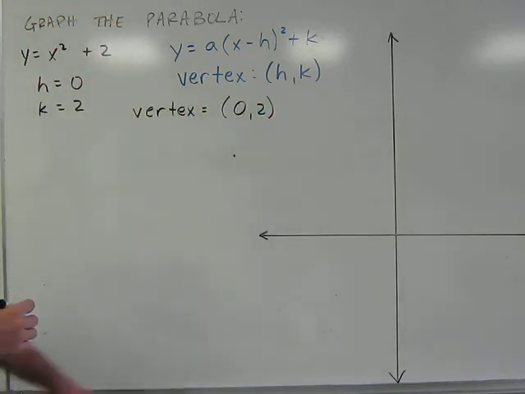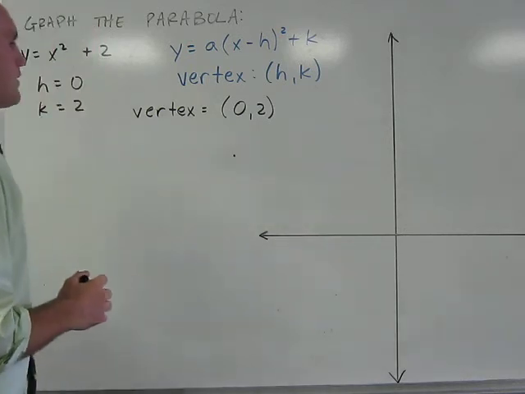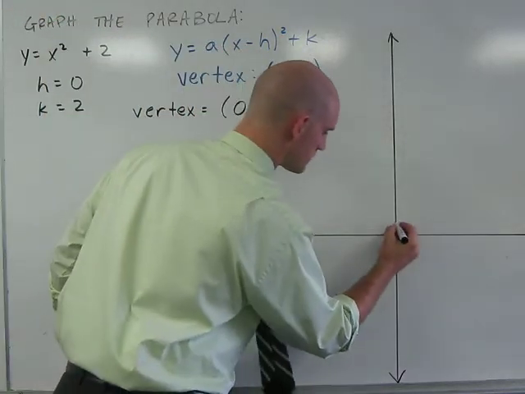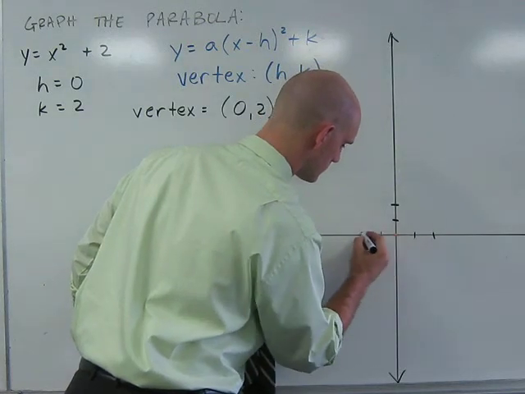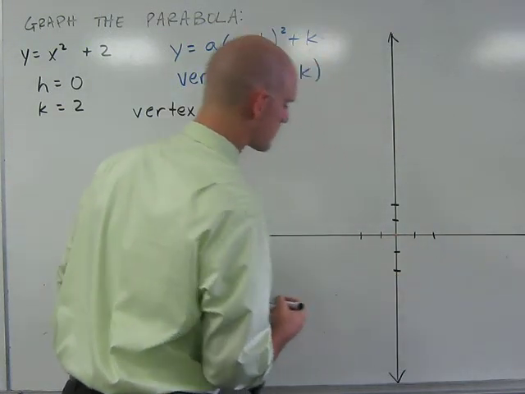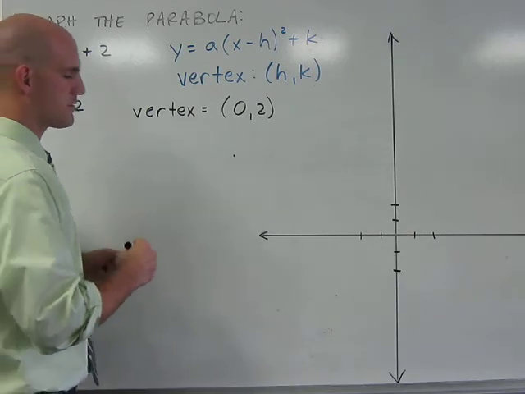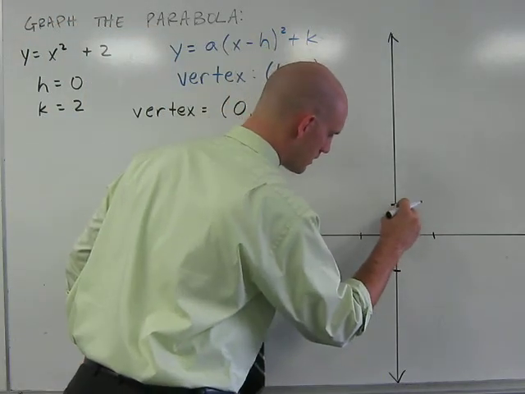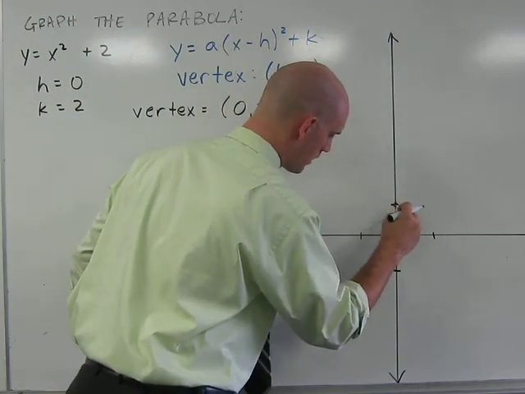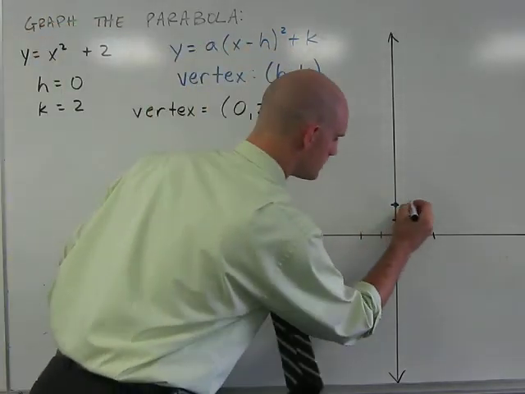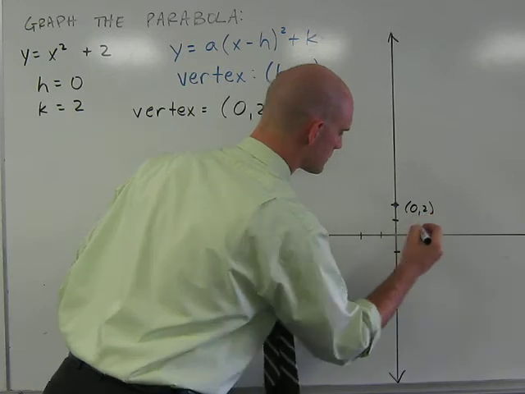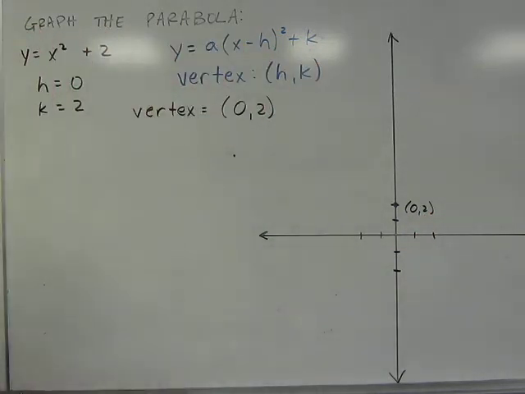We can graph our vertex on our coordinate plane over here. (0, 2) is a point on the y-axis. So our vertex is at (0, 2). In order to graph the rest of the parabola, we need to find a couple of points on the parabola in order to connect the dots.